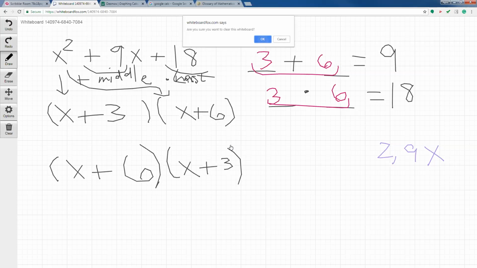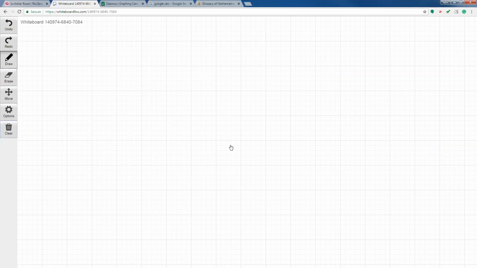But there's one more kind of problem that is a little bit longer of a process, so it's good to talk about. I've got to make a problem really quick though, so it comes out so we can actually factor it.